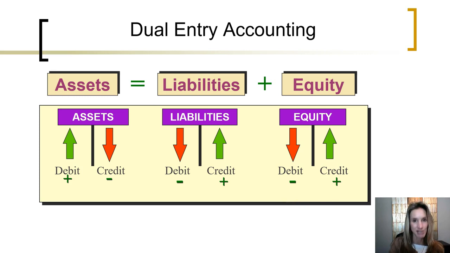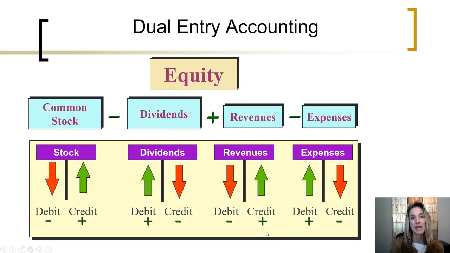Now, if this isn't making any sense yet, just bear with me. Give us a little bit more time to work with this. When we expand the equity section, common stock is increased with a credit and decreased with a debit. Dividends is increased with a debit and decreased with a credit. Revenues is increased with a credit and decreased with a debit. Expenses are increased with a debit and decreased with a credit.